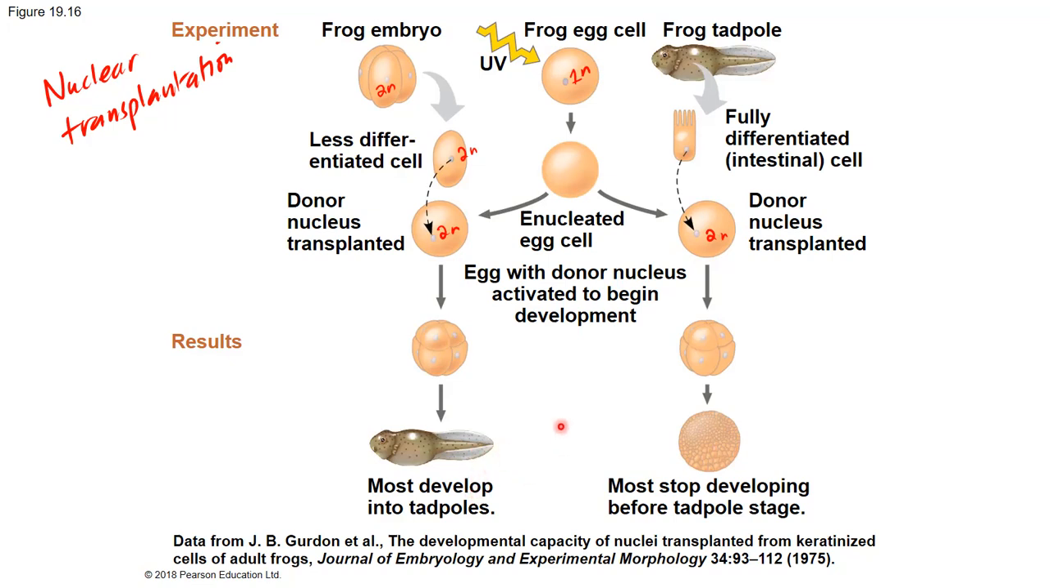So the take-home message from this experiment is that these differentiated cells retain their full genetic capability, which means that differentiated cells, whether from the tadpole or the embryo, have all the genes that are necessary to generate a whole organism.